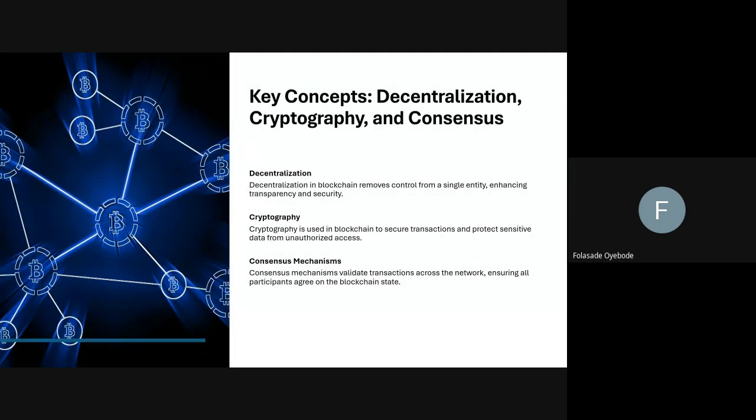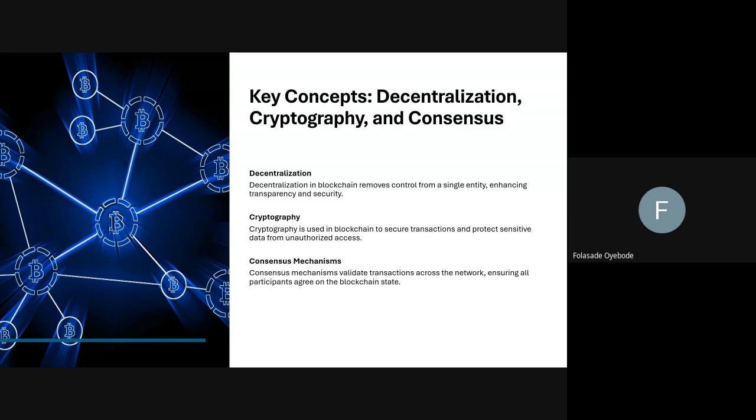Okay, to really understand how blockchain works, there are three core ideas you need to know: decentralization, cryptography, and consensus mechanisms. These are the building blocks that make blockchain secure, trustworthy, and powerful. So let's look at the first one.